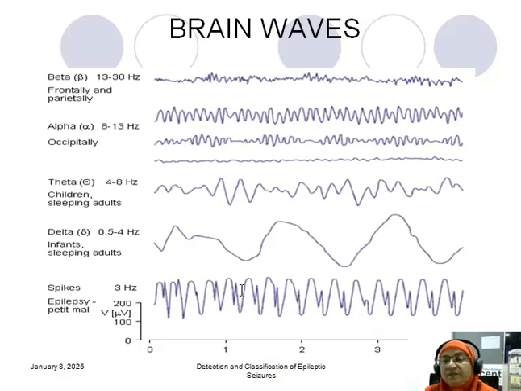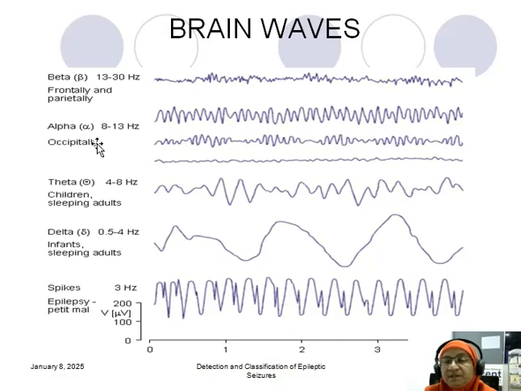So how do the waveforms look for different frequencies? When it is 13 to 30 Hertz, it occurs frontally and parietally. We call it beta. When the person is in a highly excited state, you will get beta waves. Alpha waves occur in a normal conscious condition, and they are measured occipitally.